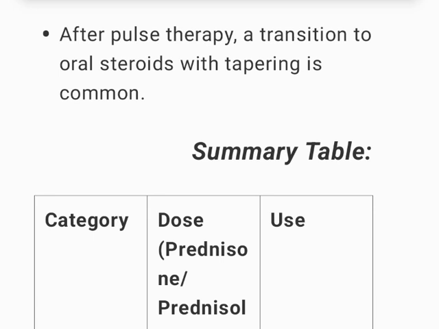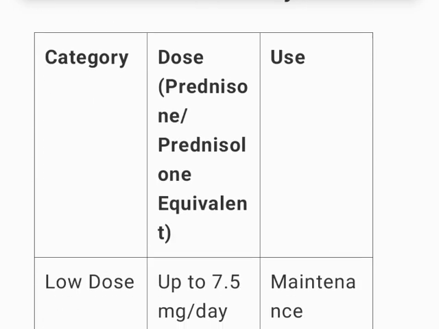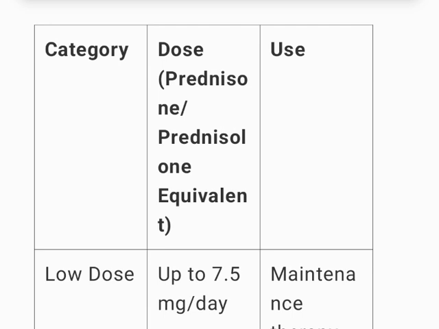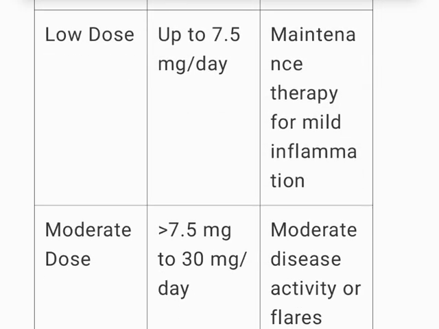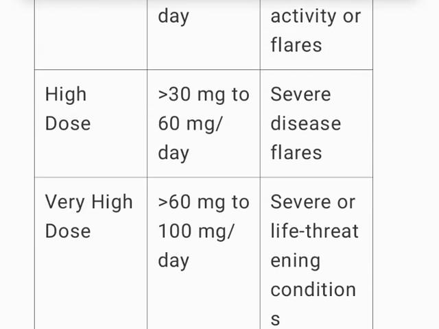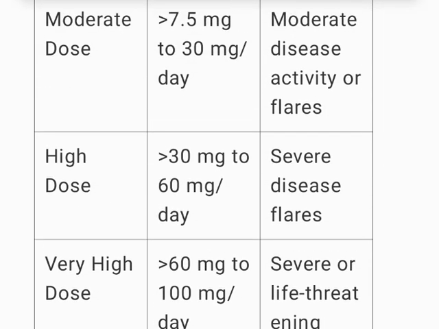Summary table. Category: dose, prednisone/prednisolone equivalent, use. Low dose, up to 7.5 milligrams per day: maintenance therapy for mild inflammation. Moderate dose, 7.5 milligrams to 30 milligrams per day: moderate disease activity or flares.